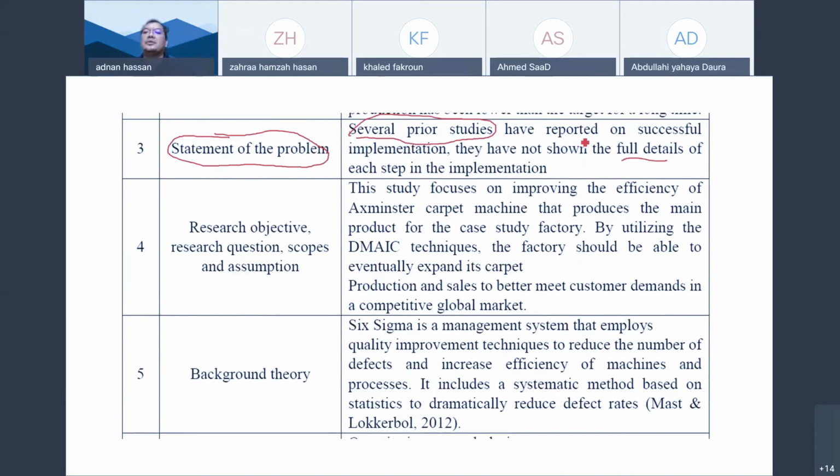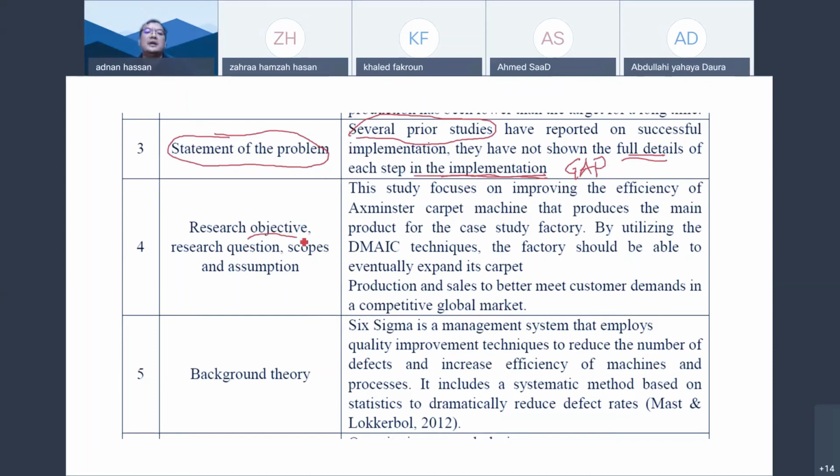So actually the statement of the problem is, you need to say that there is a lack of detail in the previous work. They have not discussed the detailed implementation. I think that's what you meant here. So this is the statement of the problem. Your study should try to fill in this gap. The gap here is that previous work did not discuss in detail. They just made a general study on that.